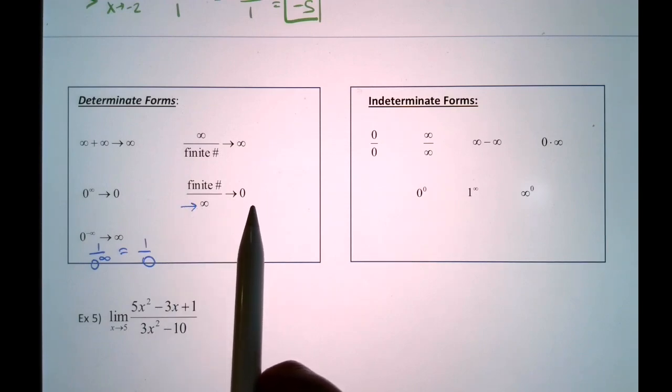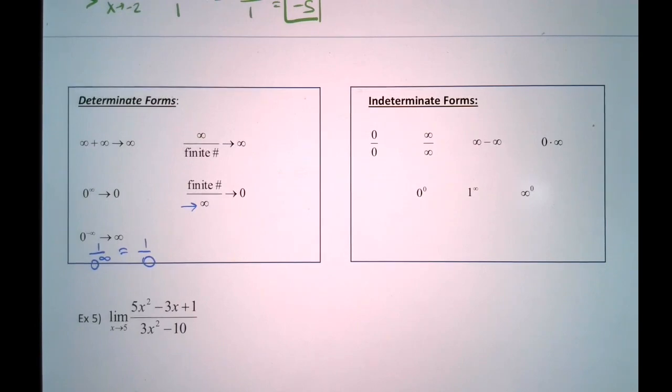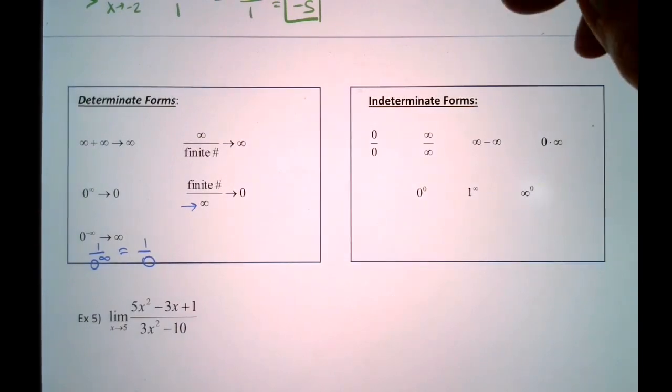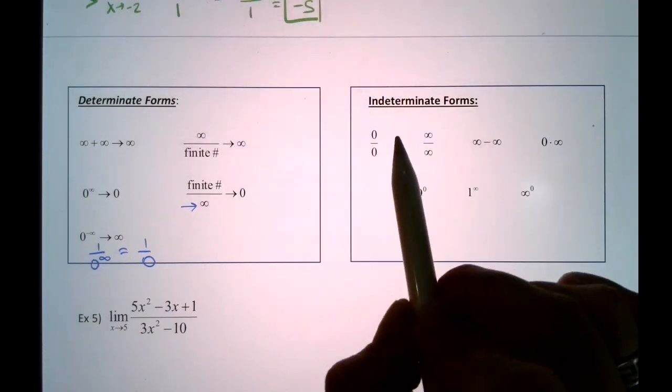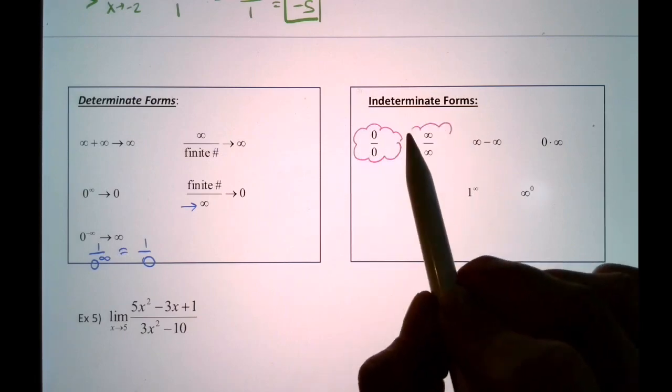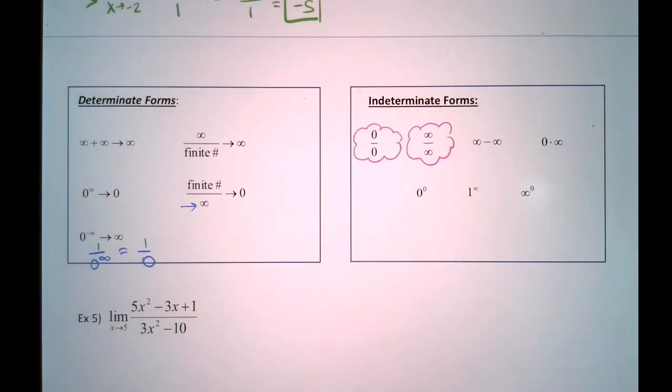Now, these are the only 2 indeterminate forms that you talked about in Calc 1. 0 over 0. Infinity over infinity. Those are the only ones that work for L'Hopital's rule.